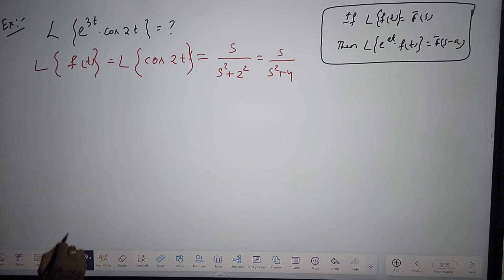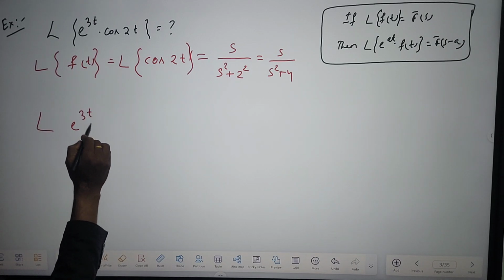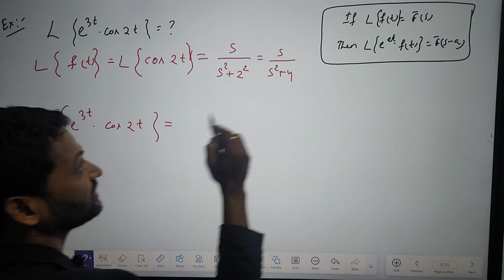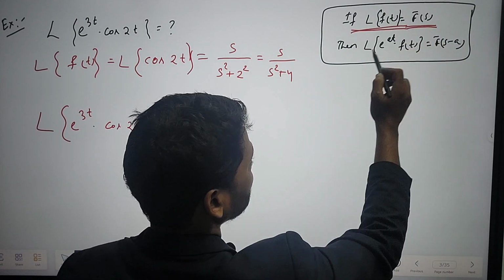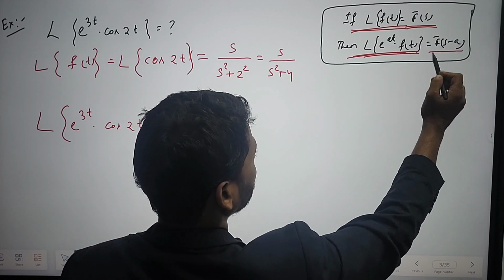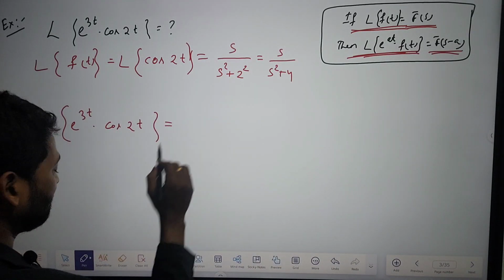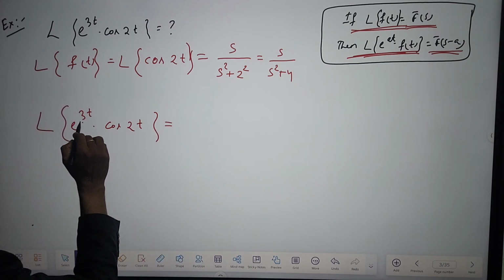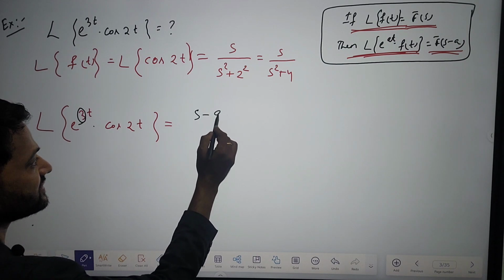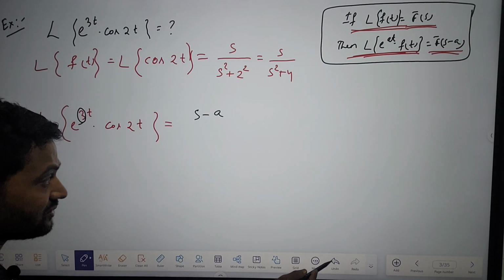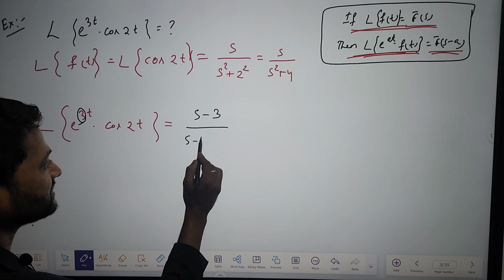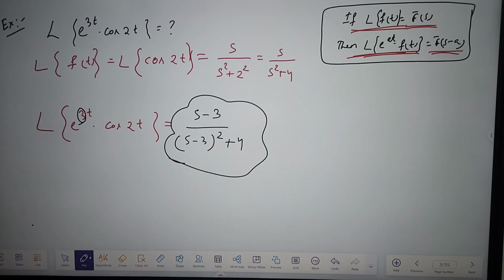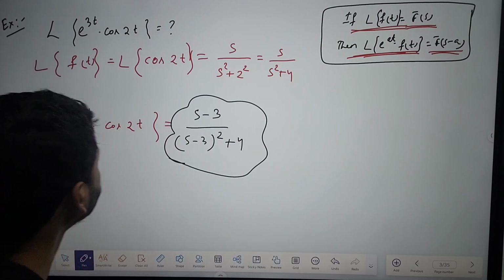Then Laplace of e to the power 3t into cos 2t. As per the first shifting theorem, if Laplace of f t is f bar s, Laplace of e to the power at into f t is f bar s minus a. So what do we have to do here? You just replace s with s minus a. Here a is 3, so your answer is s minus 3 by s minus 3 whole square plus 4. This is your final answer. Then you solve and simplify it.